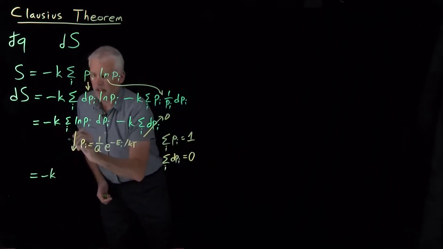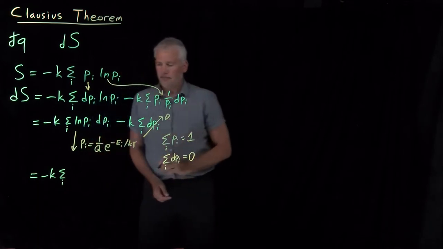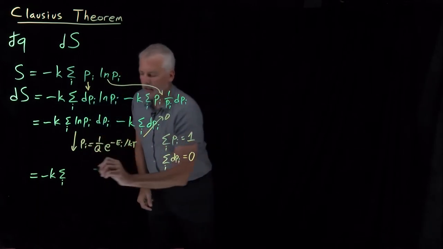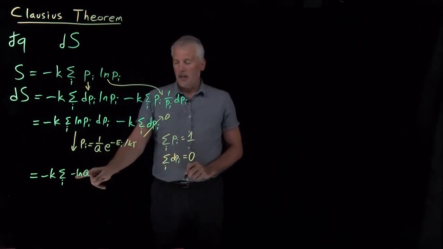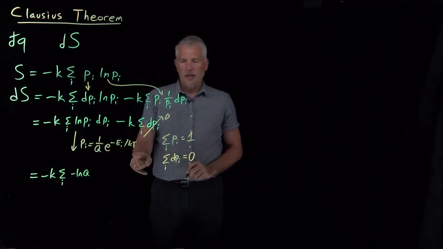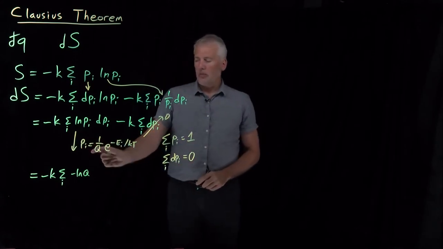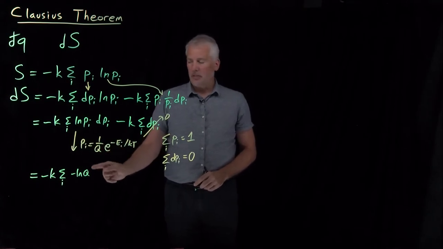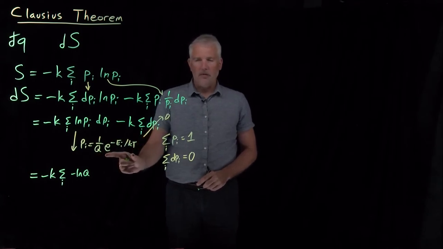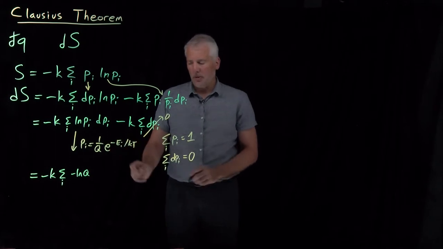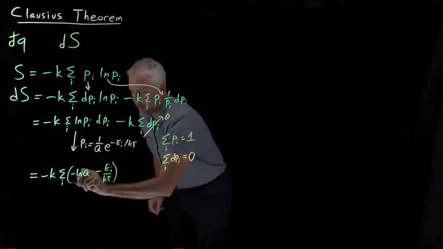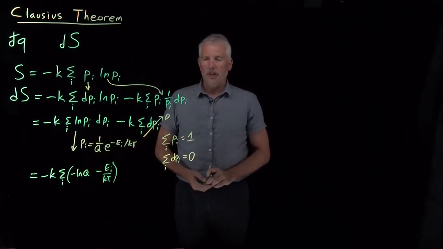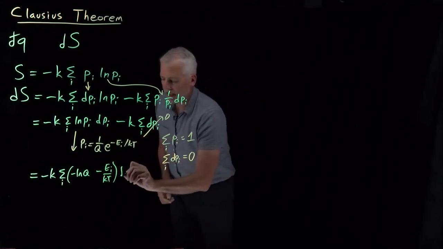So when I write minus k sum, logarithm of p looks like, the q is in the denominator, so I have a minus log of q, and that's multiplied by this exponential. So the logarithm of this product, 1 over q times the exponential, is the sum of the two logs. Negative log q for the log of 1 over q, and I add that to the log of the exponential. The log of an exponential is just the exponent, so that becomes minus e sub i over kt. So that term I've just written in parentheses, that is the log of the probability, p sub i. I still have to multiply that by dp sub i.